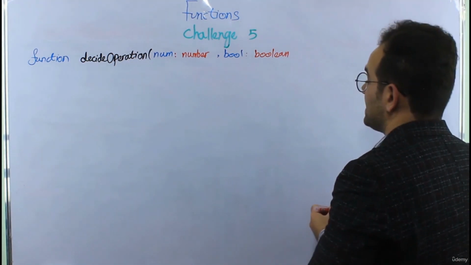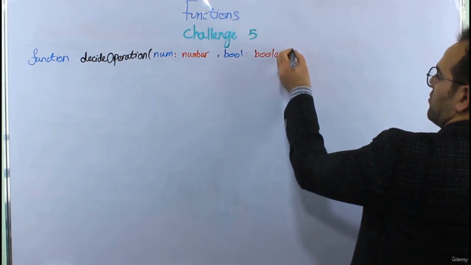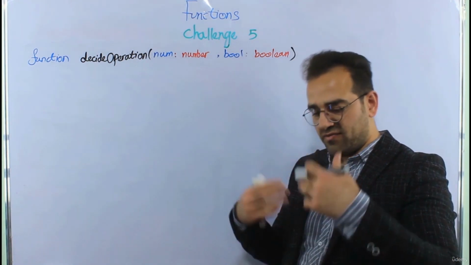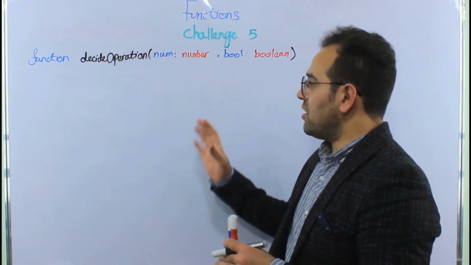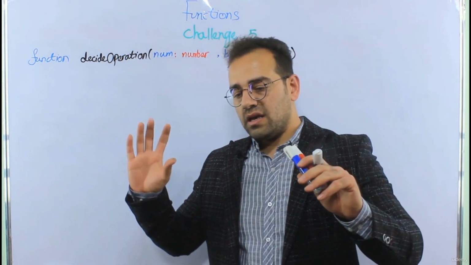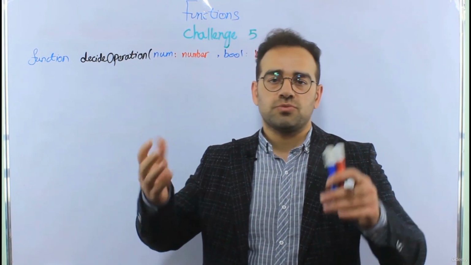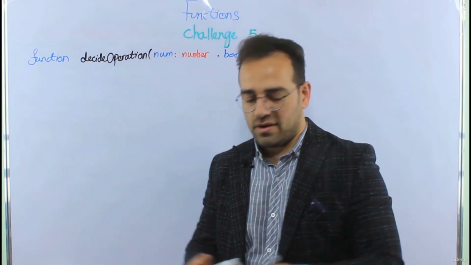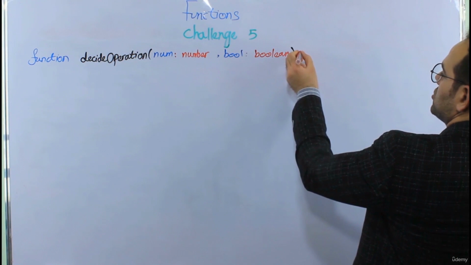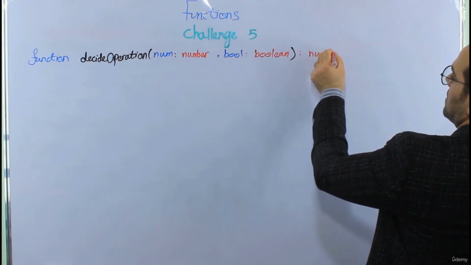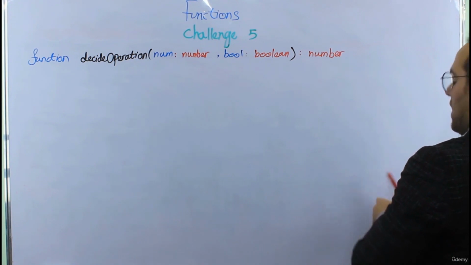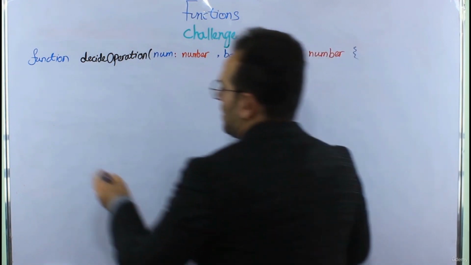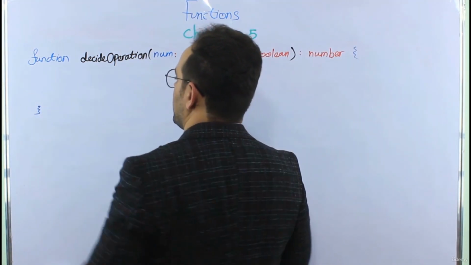Now that we have type annotated these, let me close it off right here. We need to come up with the type annotation for the return value from the function. Now, what do we want to do? We want to either add 1 to a number or subtract 1 from a number. So at the end of the day, we will be left with a number. So that's simple. The return type is going to be number. Everything is awesome so far. I'm going to open the curly braces here, and close them right here.